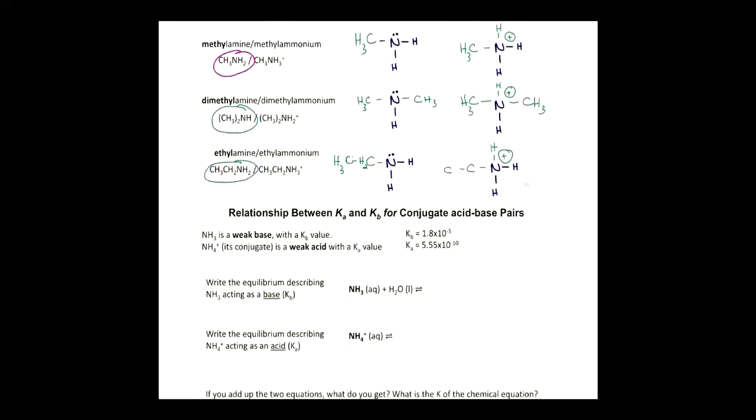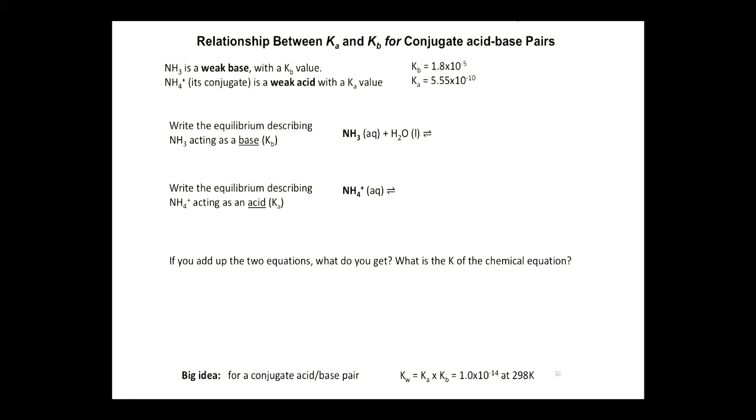Okay, so hopefully this is where it all comes together, right? The relationship between Ka and Kb for a conjugate acid-base pair. Remember, HF is an acid. F minus is its conjugate base, so F minus acts like a base. Or ammonia is a weak base. Its conjugate acid is NH4+. NH4+ is an acid because it's the conjugate acid, right? So let's see how this ammonia-ammonium conjugate acid-base pair behaves. So let's go through this.